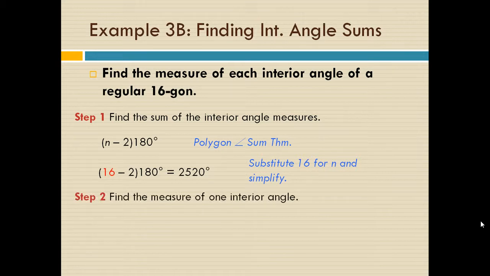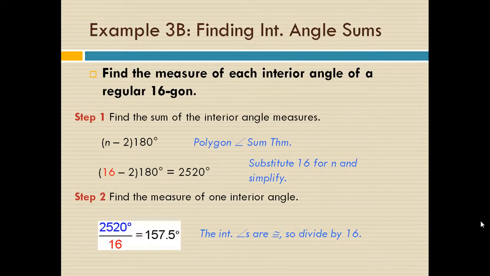Find the measure of one interior angle. The interior angles are congruent, so we're going to just divide by 16 as we have 16 sides, 16 angles, and we get 157.5 degrees.